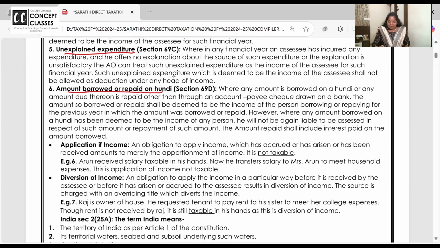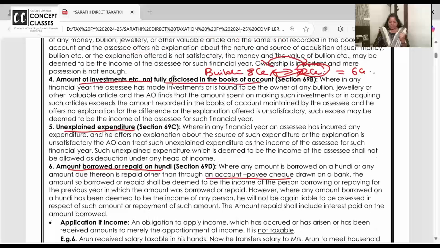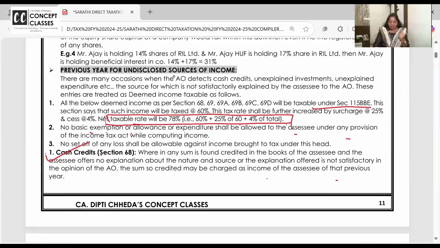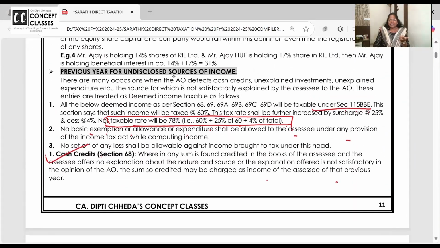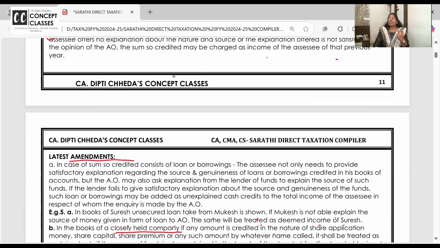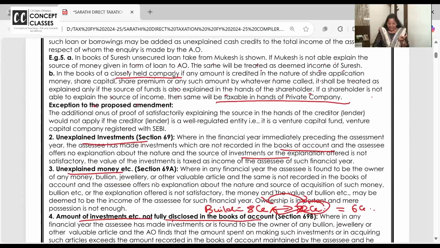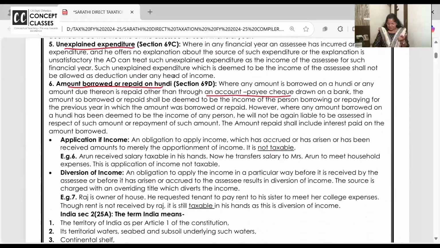Amount borrowed or repaid on hundi. You're not allowed to borrow or repay money other than by account payee cheque. Unsecured loans, it has to be by cheque. You can't take 10,000, 20,000, even a small amount by cash. So these are the different modes of undisclosed income sources, which are going to be taxable at flat 78%.